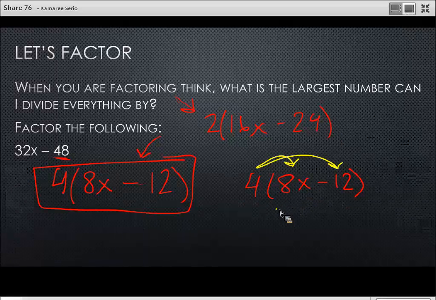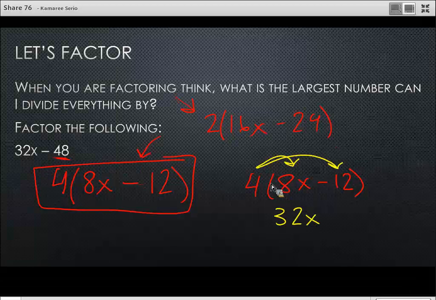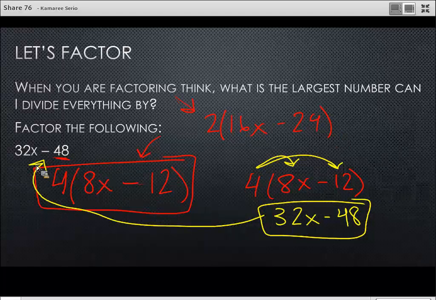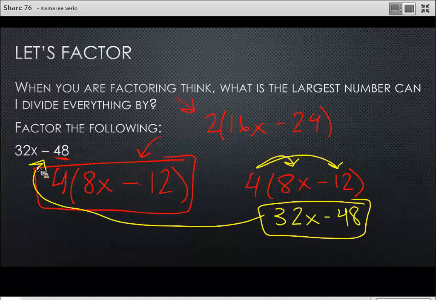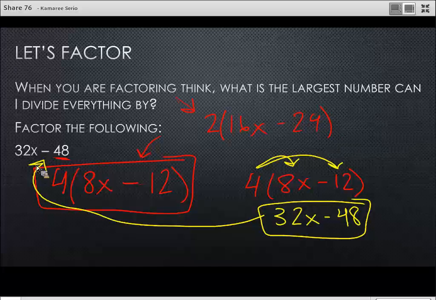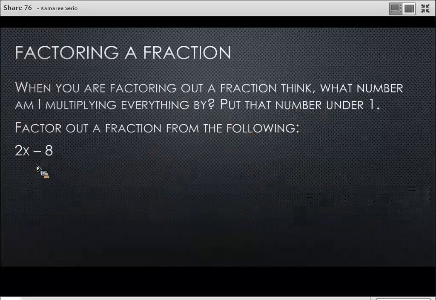4 times 8 is 32x, and 4 times 12 is 48. So when you distribute back in, you should get the same expression that you started with, right? Which is why they're opposites, which is pretty cool. It's also nice because if you're not 100% sure how to factor, what you could do on your exam or your checkpoints is just work backwards, which is pretty nice. Also, I have a few of those that we'll go over.